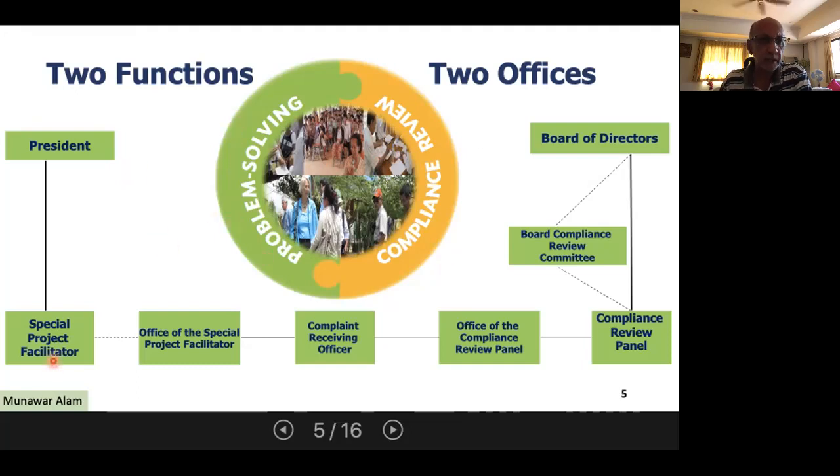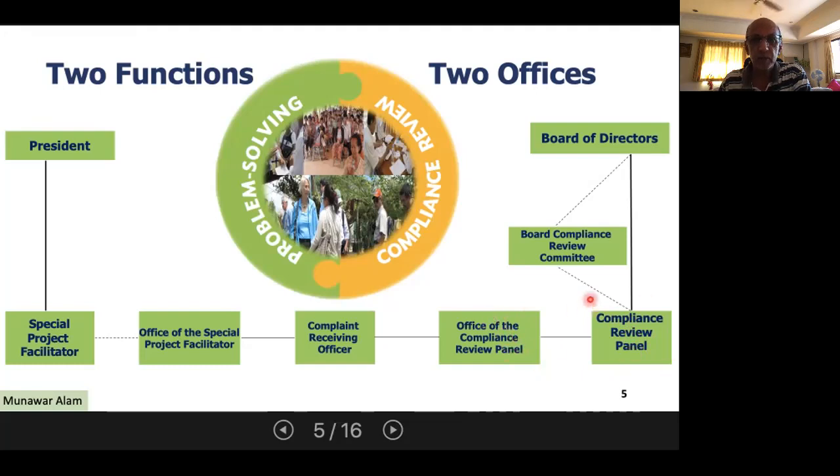The problem solving special project facilitator reports to ADB's president. It is independent of the ADB management, although the president is part of the ADB management, but still, it's independent of the other functionaries. The compliance review has an office of compliance review with two international and two national staff, and then there is a compliance review panel. The head of the office of compliance review is also the chair of the compliance review panel. Besides that person, the CRP has two part-time members, and they are not based in ADB headquarters. They are based in their own home country, and they are used when there is a complaint and the complaint has to be addressed.